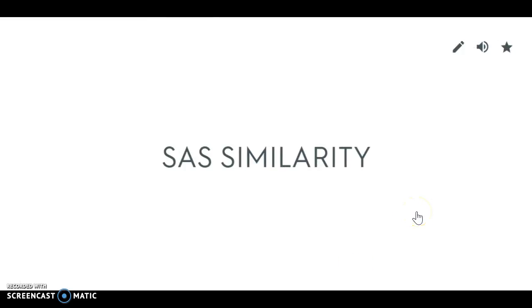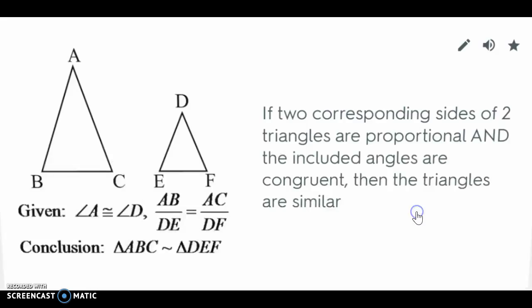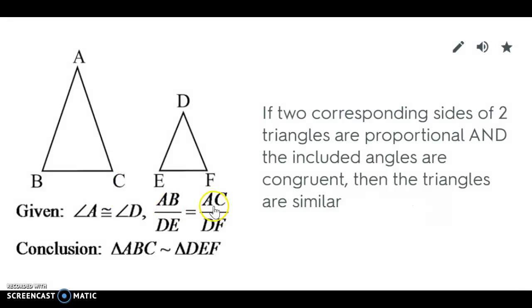The other way that we can state whether or not triangles are similar is through side, angle, side. And so if I have two proportional sides and the included angle. So right here I have the left and the right, but then I also have the included angle up top. So if you have two proportional sides and the angle that's squished in between them, then you can say that they're similar through side, angle, side.